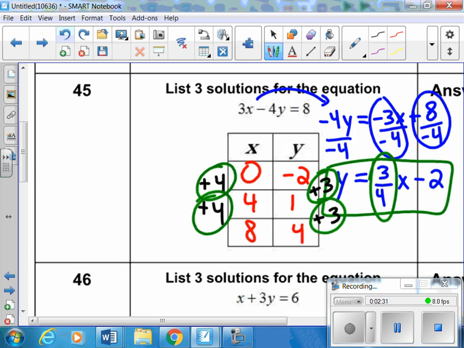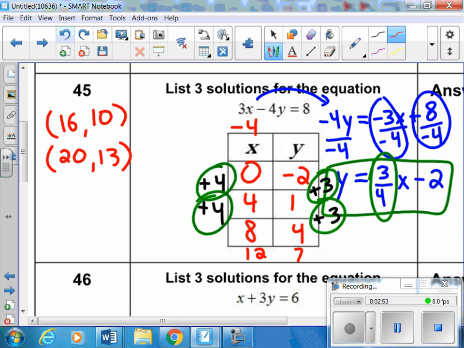And then we could keep going. We can keep increasing the x by 4 and the y by 3, so the next one would be 12, 7. After 12, 7, you'd have 16, 10. Just keep increasing the x by 4 and the y by 3. 20, 13. And you could also go backwards. Decrease the x by 4, you get negative 4. And that means you decrease the y by 3, so you get negative 5. That would be another ordered pair that you could have.